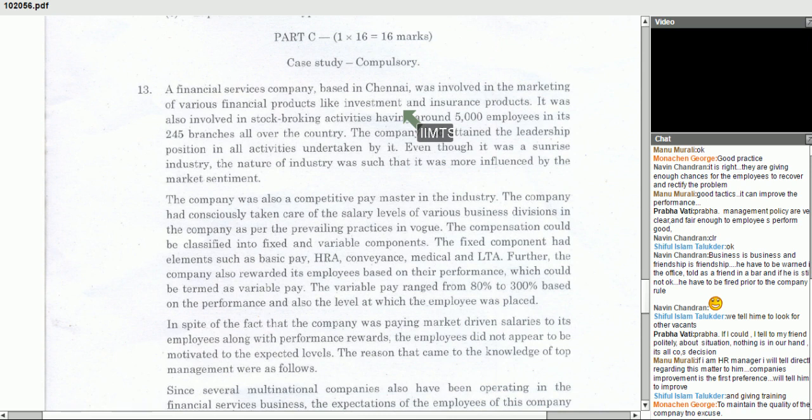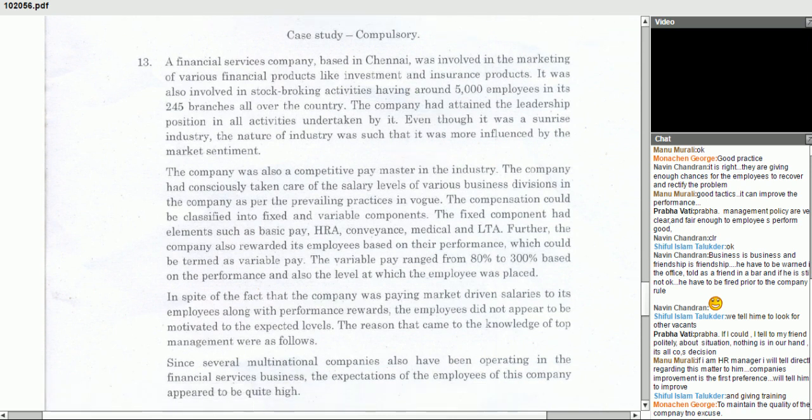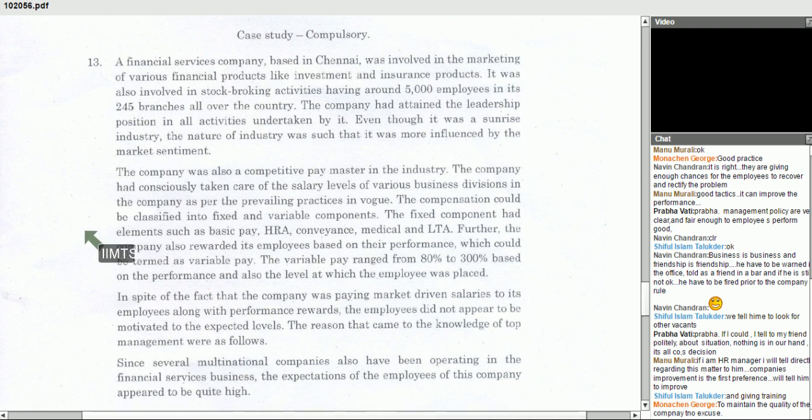Okay, next is another case study. Right. Can all of you see? A financial service company based in Chennai was involved in the marketing. Can all of you see that?